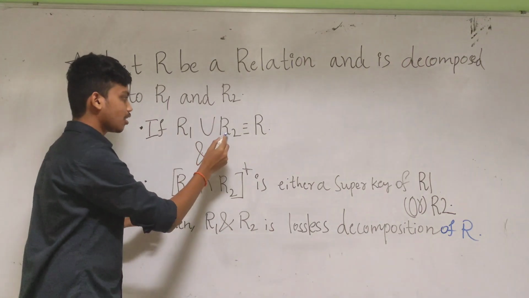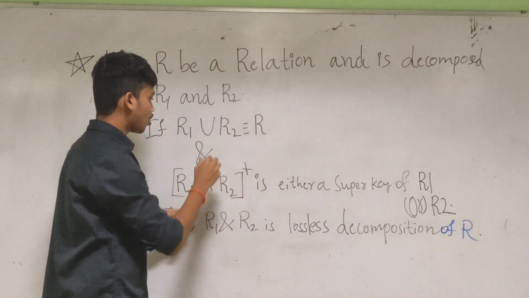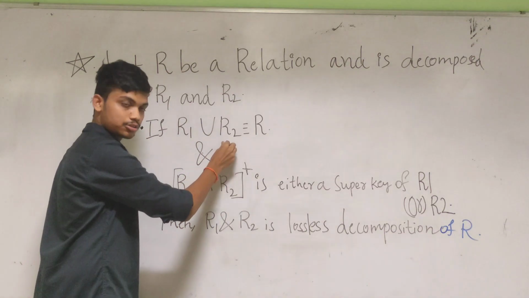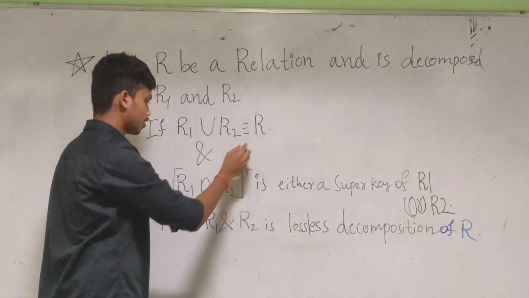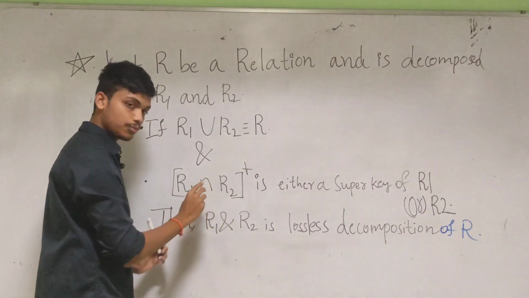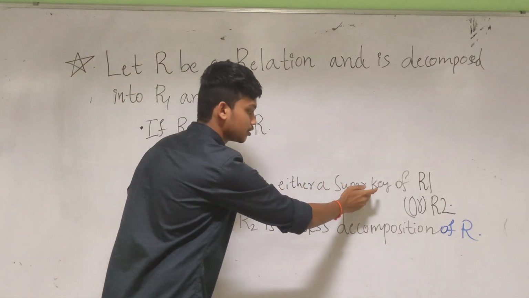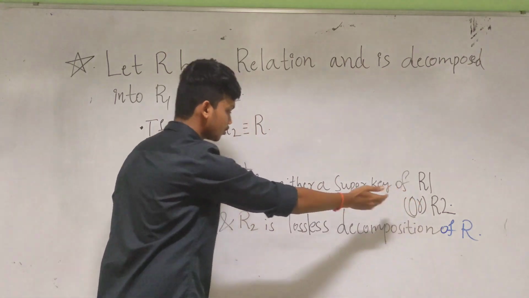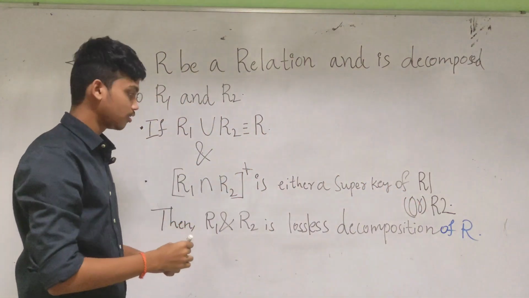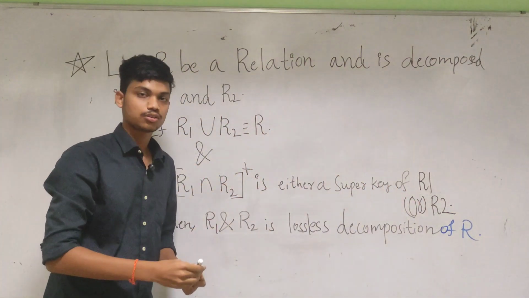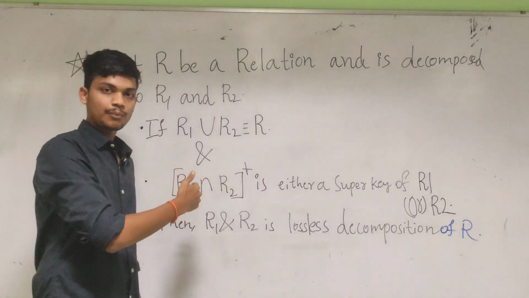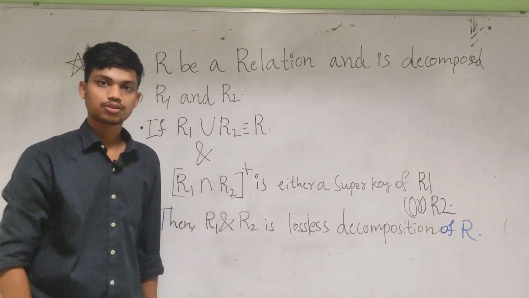If R1 union R2 is R, it means all attributes of R1 union all attributes of R2 gives all attributes of R, and R1 intersection R2 means all the common attributes. If you do the closure and you get either a super key of R1 or a super key of R2, then we can say that the decomposition of R1 and R2 is lossless decomposition. Now I am taking an example. With that example you can understand this concept. Note it down.